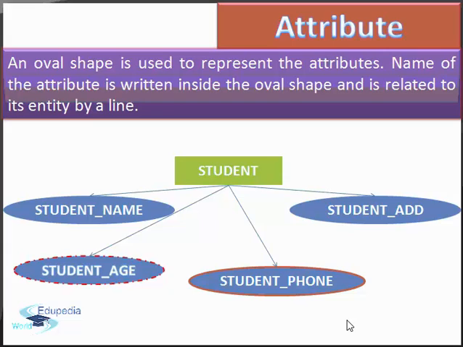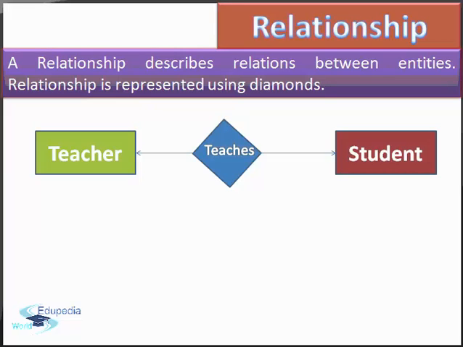A composite attribute is also symbolized by an oval shape, but these attributes are related to their parent attribute, creating a tree-like structure. Relationship. A relationship describes the relation between two entities. Here we have two entities, teacher and student. A relationship is represented using diamonds or inclined rectangles.